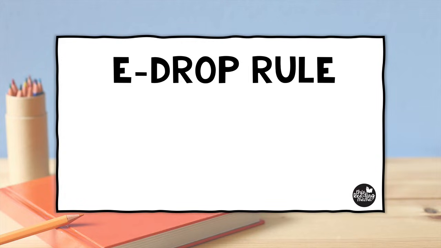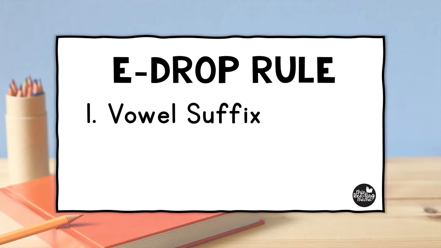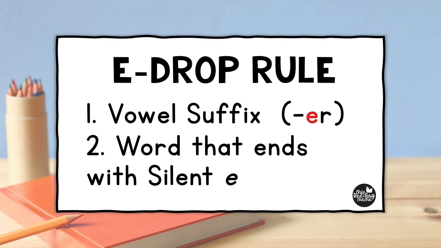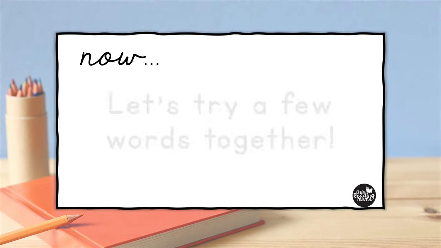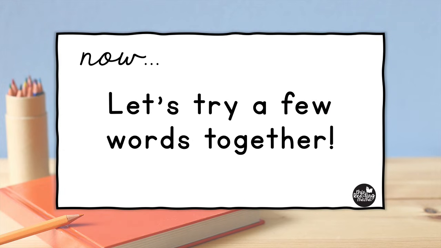Now, just like doubling with 111 words, which was our last video, the eavesdrop rule has specific parameters. First, the suffix we're adding to the word needs to be a vowel suffix. These are the suffixes that start with a vowel, like er. Second, the base word needs to be a word that ends with a silent e, like the word hope or the word use. Let's walk through a few words as we explore the eavesdrop rule a little bit more.